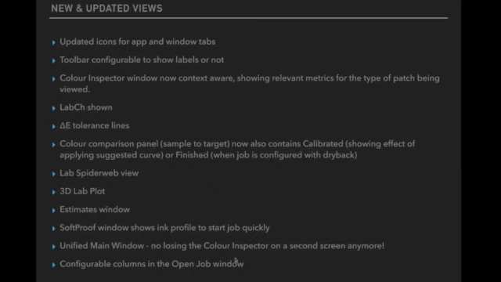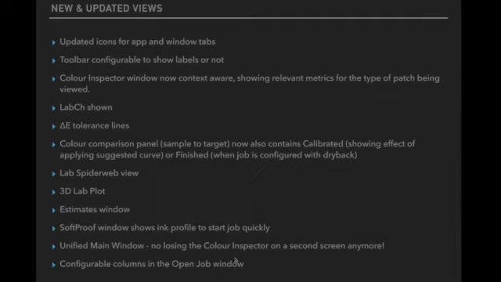The color inspector window, as with all areas now, will show you the chroma and hue in addition to the LAB for whatever patch you're looking at. You've got the delta E tolerance lines, which I showed you in the previous slide. In the color inspector window, as with other areas in the software, there's a color comparison panel, which used to just show the sample and target split by a diagonal line.